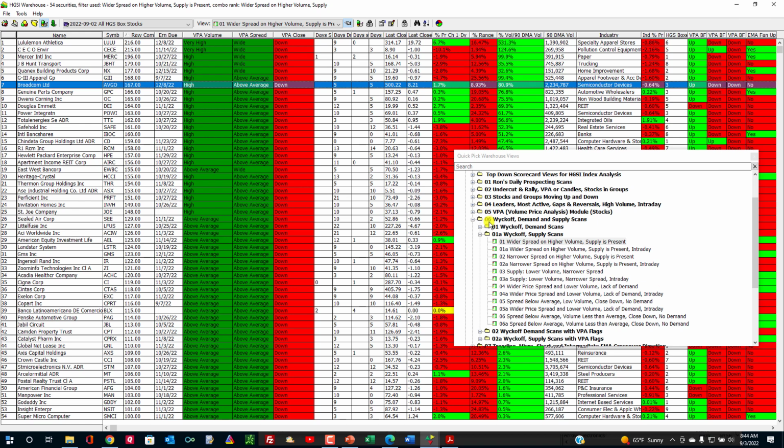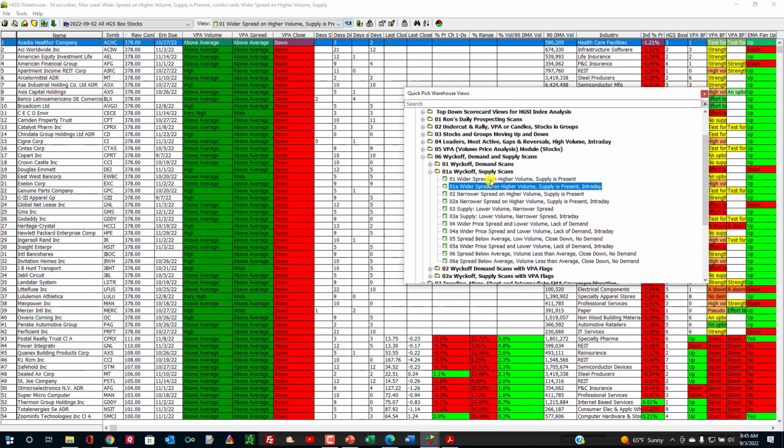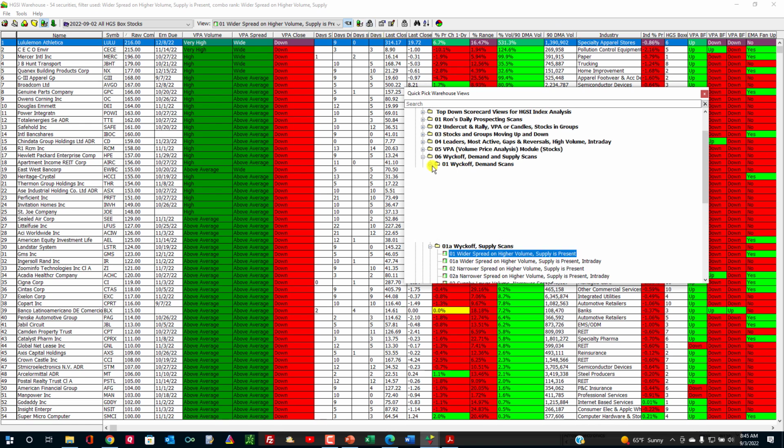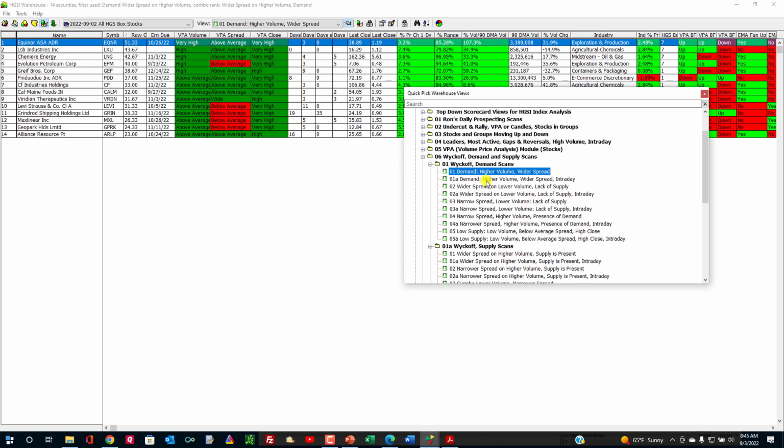Now, there are a lot of other Wyckoff scans that I'll be covering in other videos. I just don't want to make long videos. People lose interest. So this is one of the things that if I do a webinar series, I'll be spending a lot of time on these Wyckoff scans. But as you can see, they're valuable. So here's the supply. Here's the demand. There's an intraday version of both of these, or all of these. That's about it for this video.